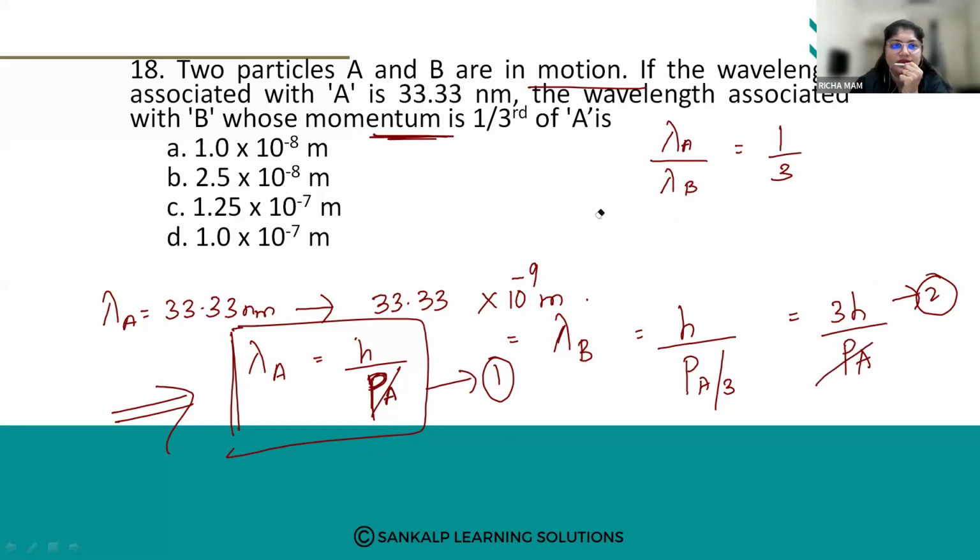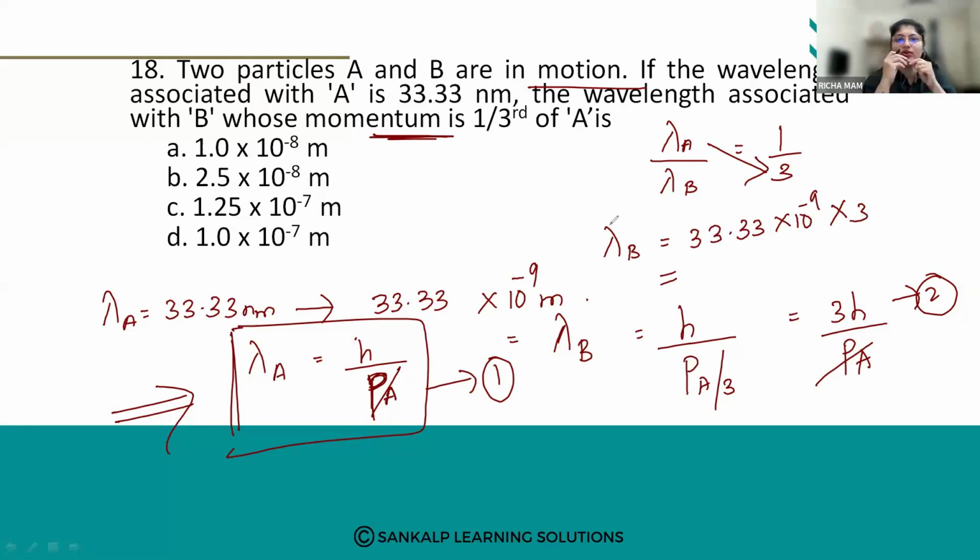Just find out now. So lambda B, what do you have to get? Just cross multiply, so lambda A into 3. So that is 33.33 into 10 raised to minus 9 into 3. Find out how much answer you are getting. Just check.